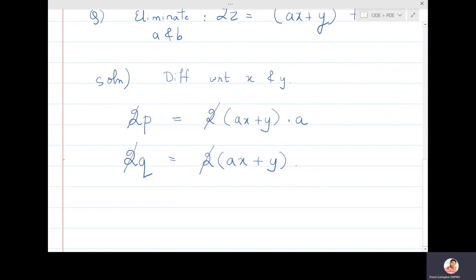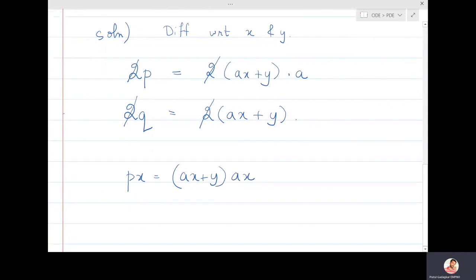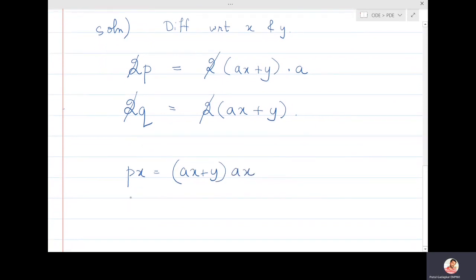If I multiply the first equation by x, I will get px equal to (ax plus y) into ax. And I will multiply the second equation by y. Why am I doing this? Because I have an a here and I want ax and I want y, so this combination will give me ax plus y. So the second equation becomes qy equal to (ax plus y) into y.